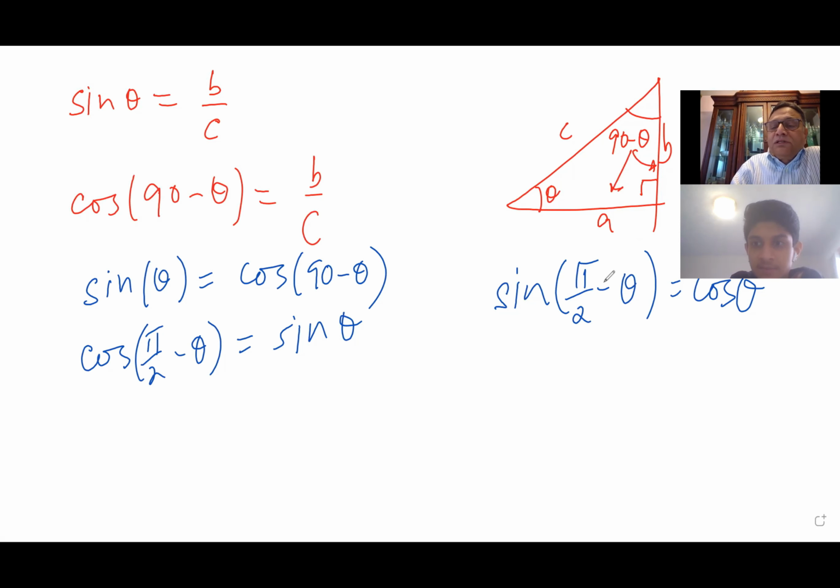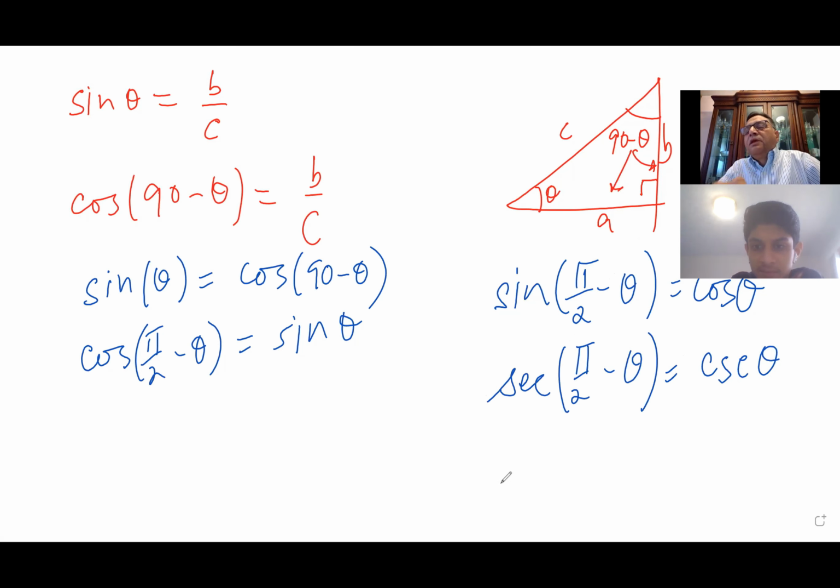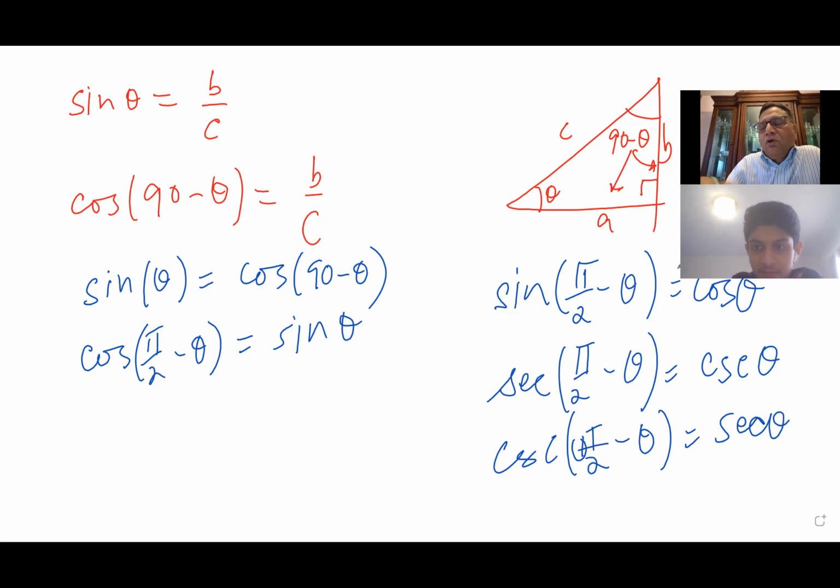Of course, the reciprocals: secant of pi by 2 minus theta will be equal to cosecant theta. So all these functions of pi by 2 minus theta will be equal to their counterparts, in this fashion. Cosecant of pi by 2 minus theta will be secant theta. So that is what we call the co-function identity. Clear?